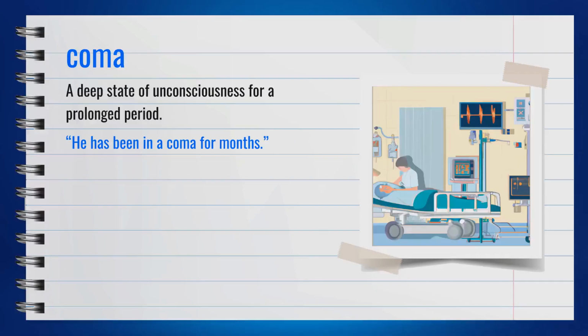The word coma is a noun. It's spelled coma. It refers to a deep state of unconsciousness for a prolonged period. An example sentence is, he has been in a coma for months. So a coma is when someone is deeply unconscious for a long time.